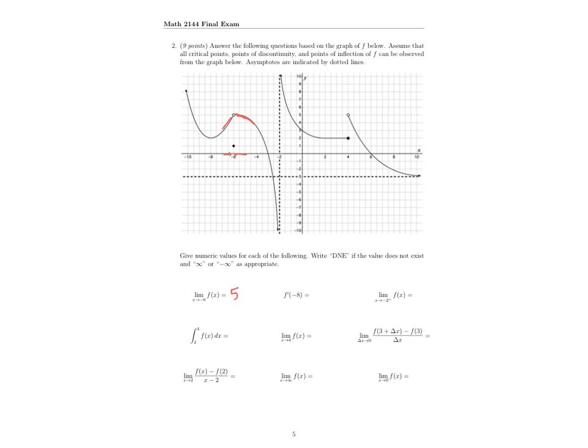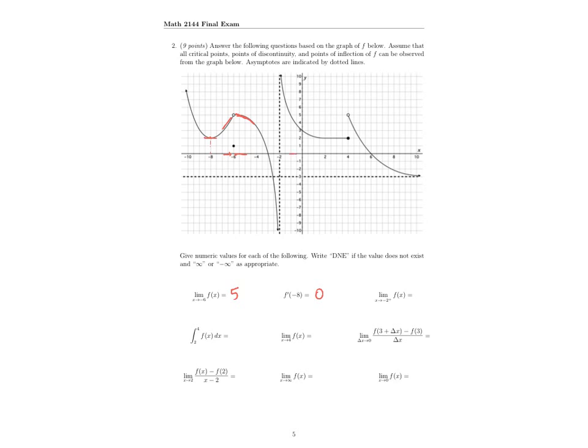F prime of -8. And so I'm going to look at x equal -8. I'll go up to here, and I can see that's a minimum of my function, which means the derivative there is 0.